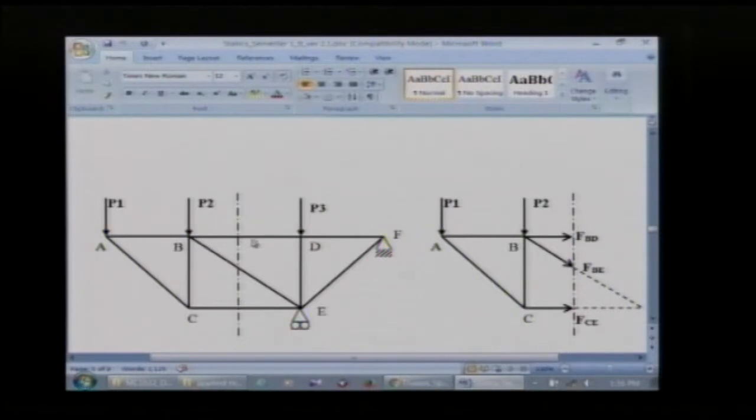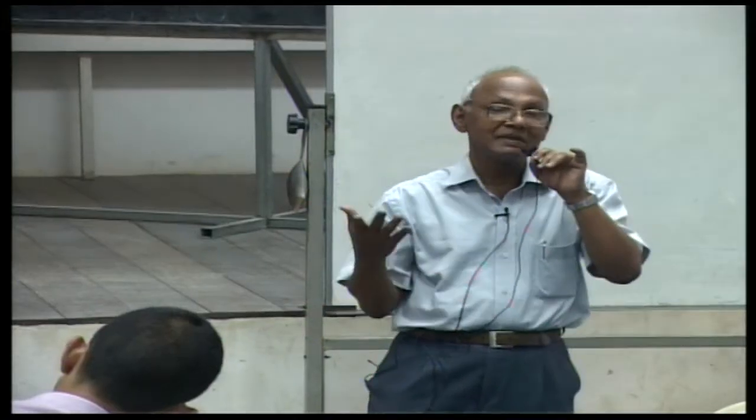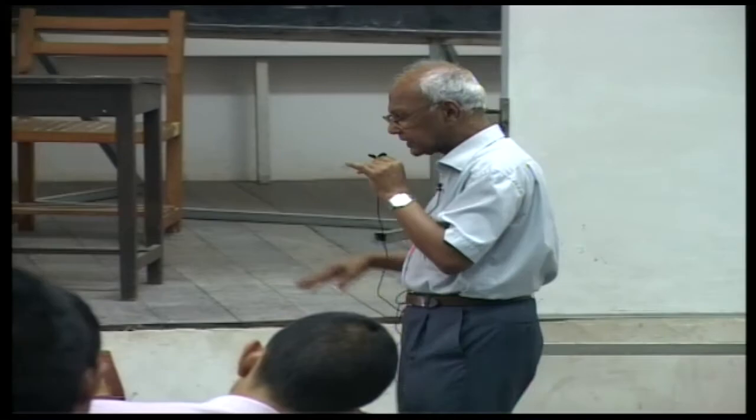Now if you cut those four members, then you will not be able to use this method, because you are cutting more than three members. Then you will have four unknown forces, and with three equations of equilibrium, you cannot find four unknown forces, right? So this method has to be used cutting three members at a time, right? Not more than three members at a time.